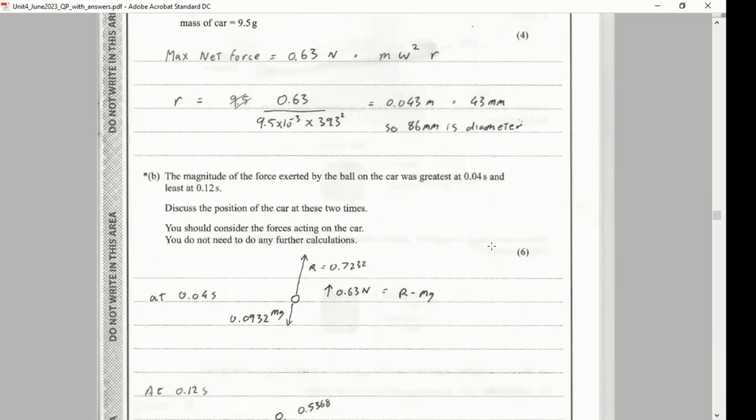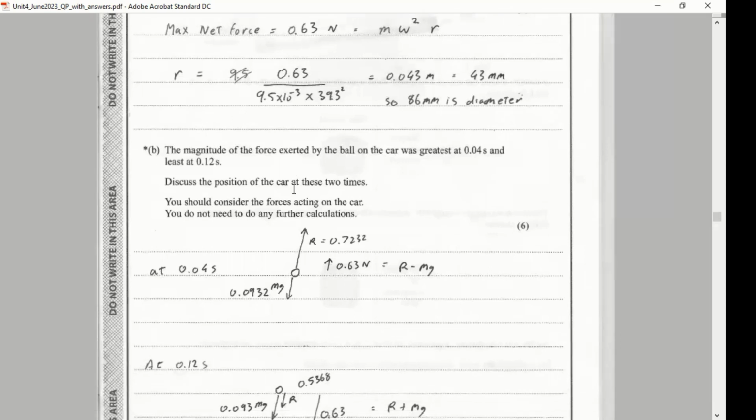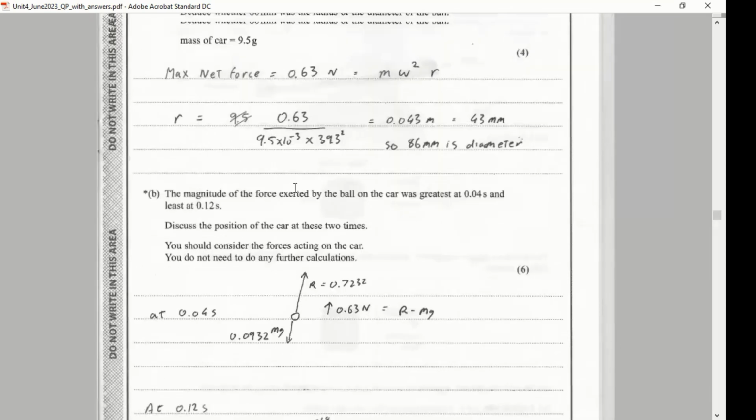Here's a 6-marker with a star on it. Goodness. The magnitude of the force exerted by the ball on the car was greatest at 0.04 seconds and least, i.e. most negative, at 0.12 seconds. Now that's interesting. The magnitude was least at 0.12 seconds.